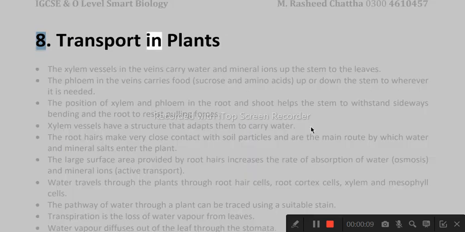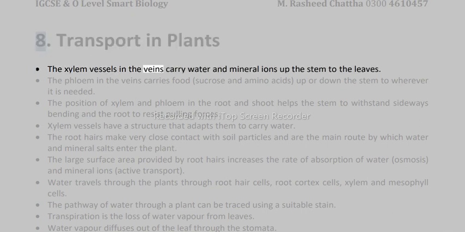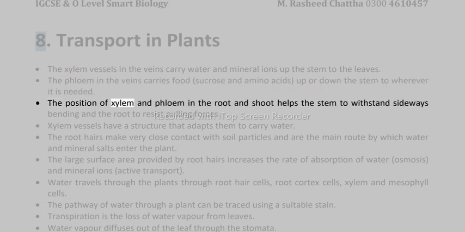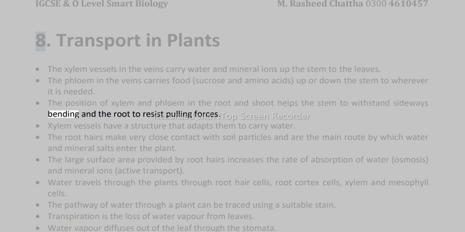8. Transport in plants. The xylem vessels in the veins carry water and mineral ions up the stem to the leaves. The phloem in the veins carries food, sucrose and amino acids, up or down the stem to wherever it is needed. The position of xylem and phloem in the root and shoot helps the stem to withstand sideways bending and the root to resist pulling forces.